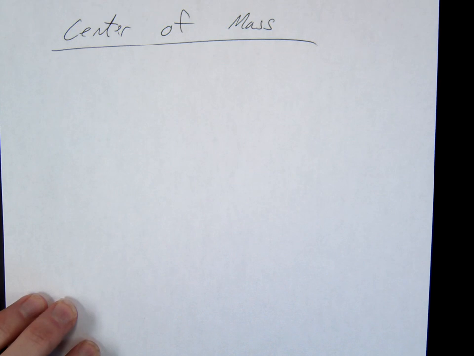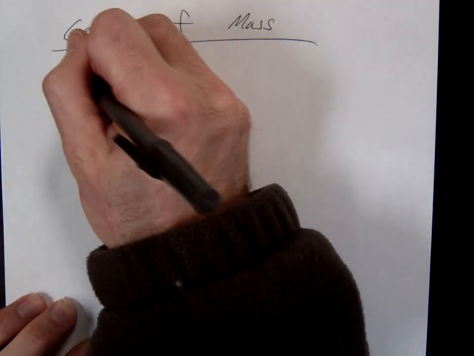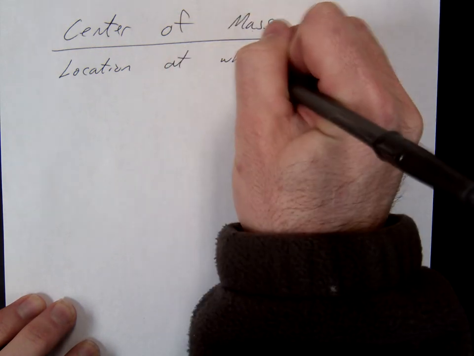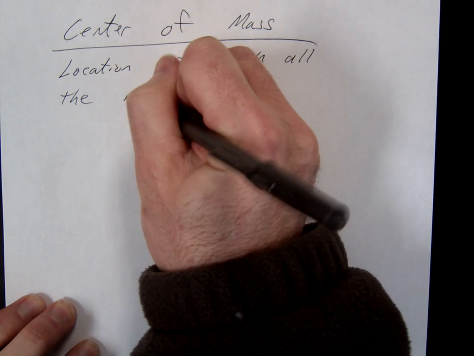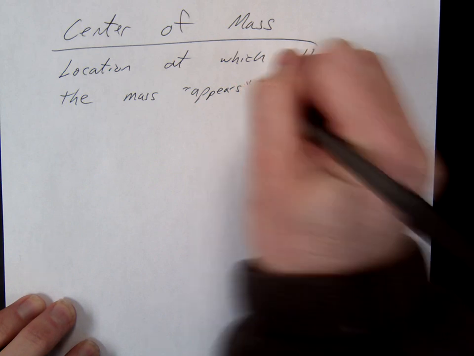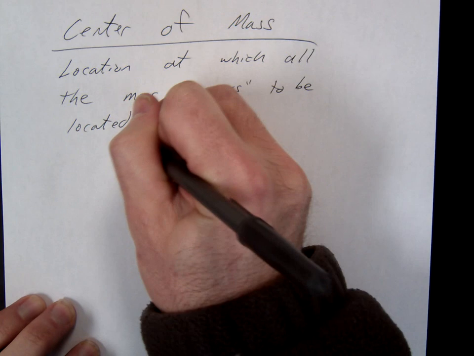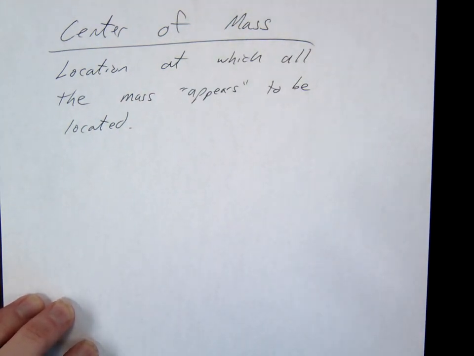Okay, the center of mass. We've actually talked about this concept before. Center of mass, we could define this as the location at which all the mass appears to be located. Okay? And you can model things as if it was located at that point, at that location.